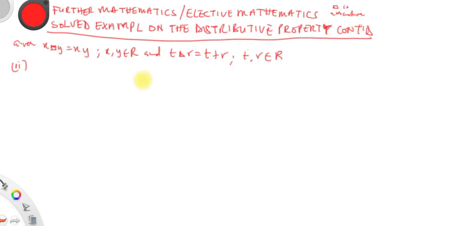Okay, so let us continue. This is a continuation of our lesson on solved examples on the distributive property. This is in elective mathematics or further mathematics. So, the operations we are given: x square y is equal to xy for x, y belonging to the set of real numbers, and t triangle r is equal to t plus r for t, r belonging to the set of real numbers.